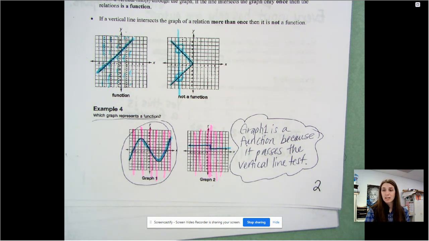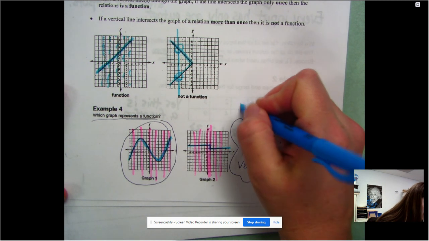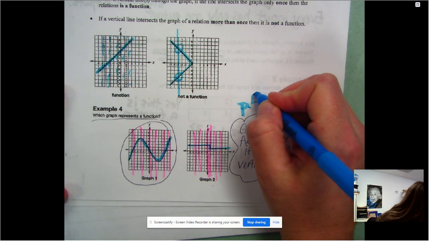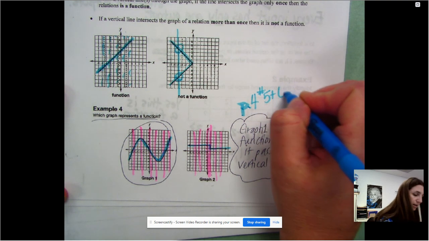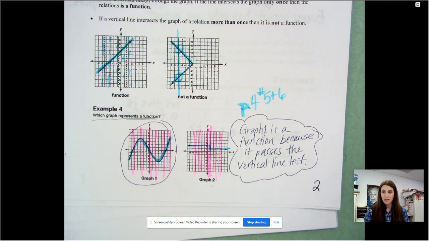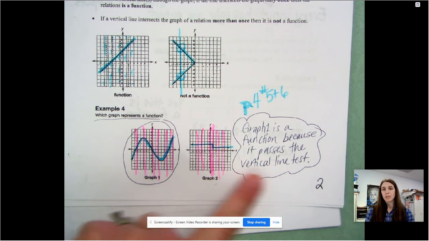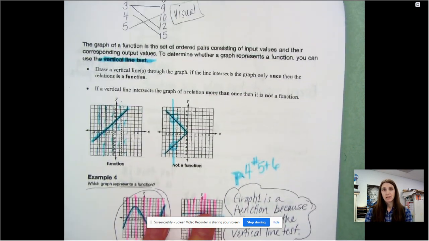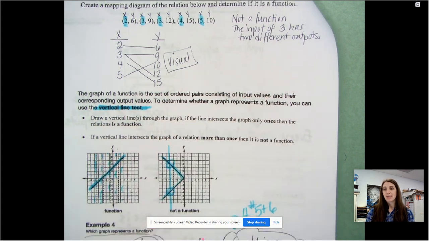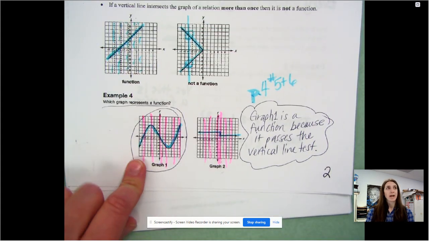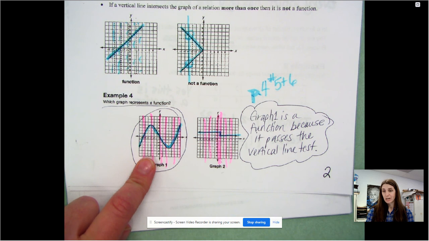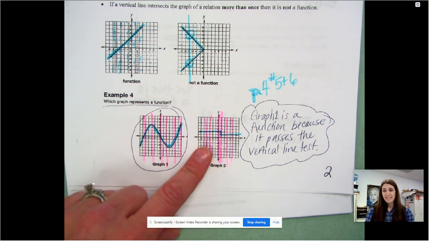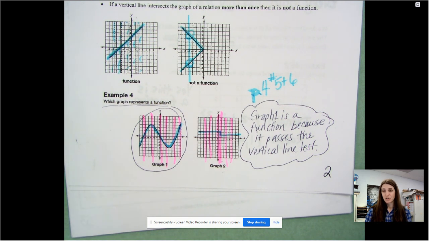Okay, your job tonight for homework, guys, is to try page 4, number 5 and 6 only. So try those 2 problems on page 4. Interestingly enough, you can only use this reasoning on graphs, remember, okay? But you could say that every input only has one output about this graph, right? And then you can say about this graph that at x equals 1, there's too many outputs, okay?